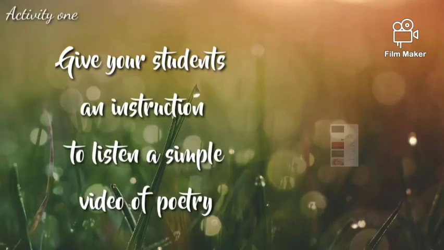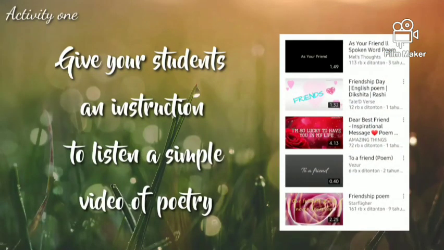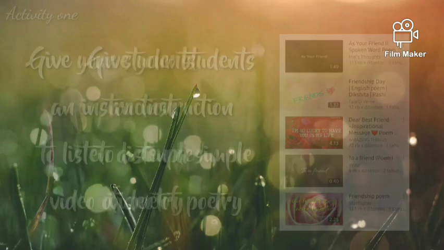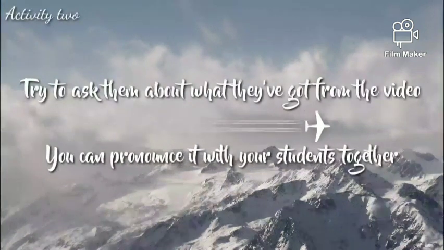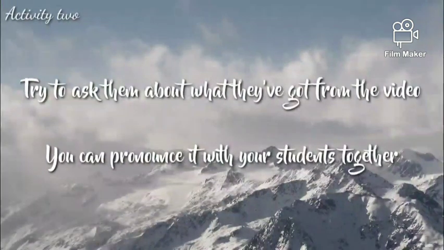In this activity 1, give your students an instruction to listen to a simple video of poetry. You can get it from YouTube, of course. In this section, the students will observe the pronunciation of the poem. Thus, they will try to understand the type of vocabulary and listen one word at a time and be able to pronounce the vocabularies. In this activity too, try to ask them about what they have got from the video, and you can pronounce it with your students together.